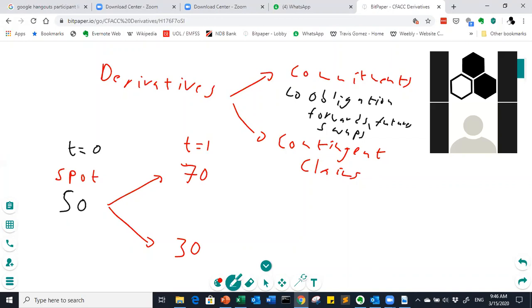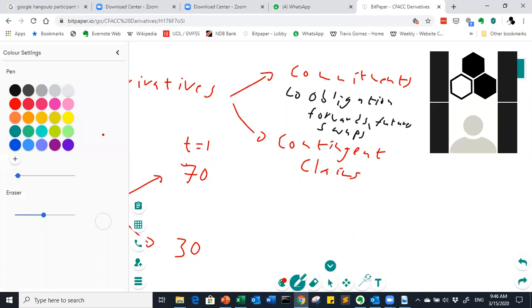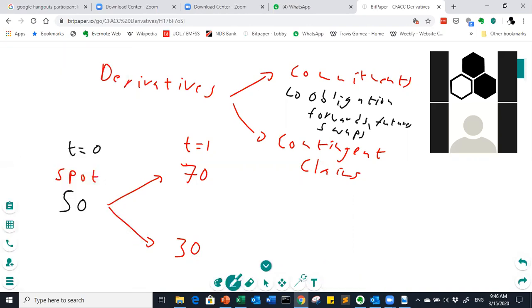Now suppose we have entered into a forward arrangement. With a forward arrangement, today we agree that at some future date I'm going to buy this oil at a fixed price. That fixed price is what we call the forward rate, or forward price. Let's say the agreed forward price is 60.